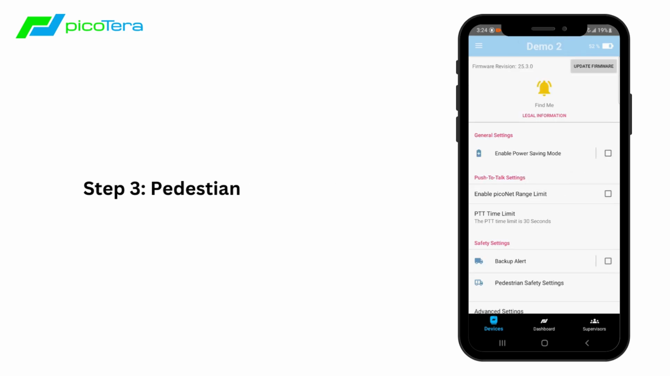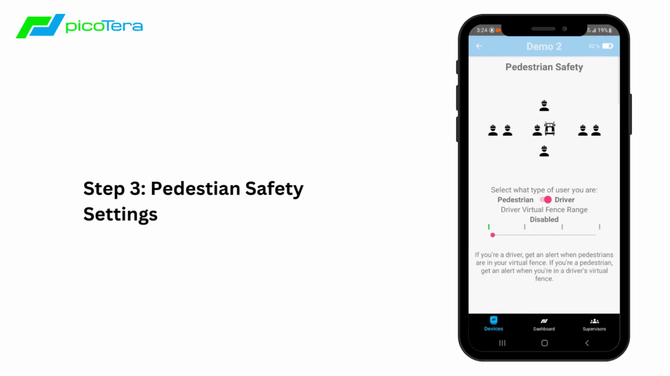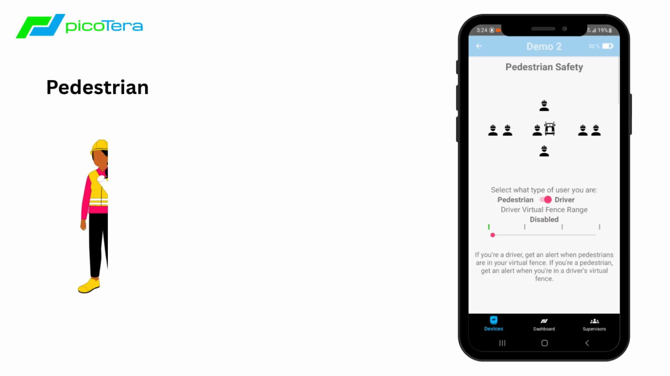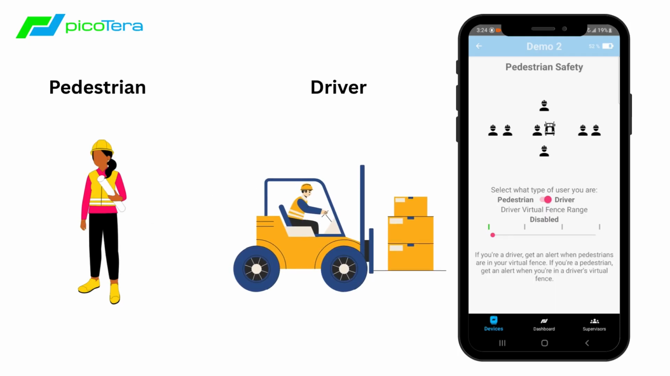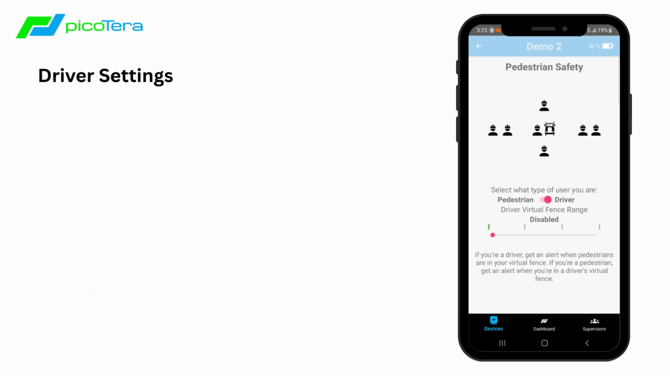To set up the Incident Avoidance System, tap on Pedestrian Safety Settings. This will open the page where you can configure the Incident Avoidance System. There are two options for incident avoidance: pedestrian and driver. Let's start with an overview of the driver settings. When driver is selected, the driver virtual fence range can be adjusted. The following options are available.